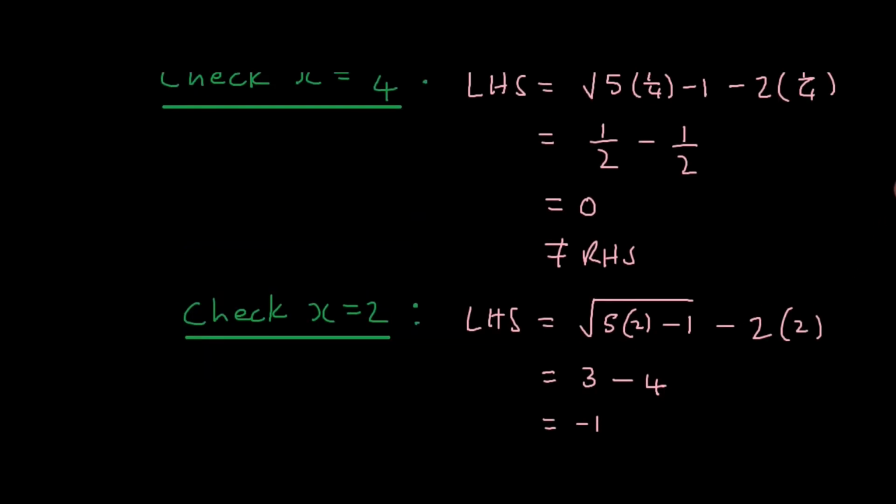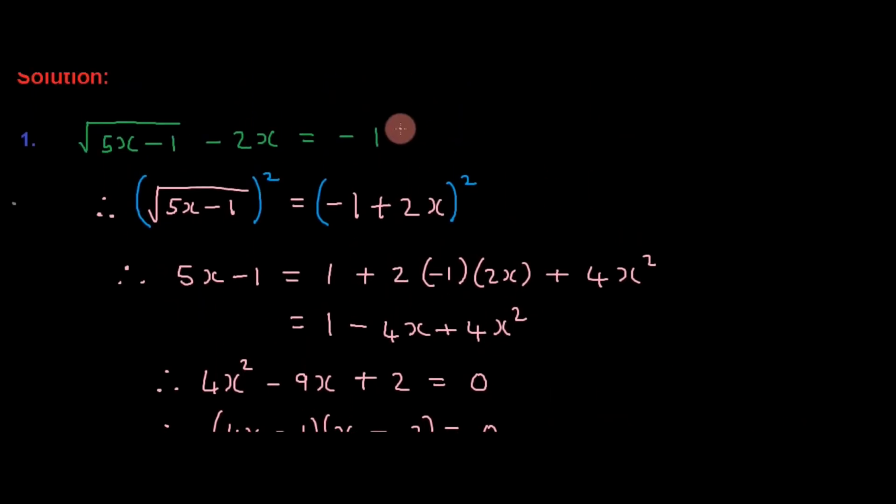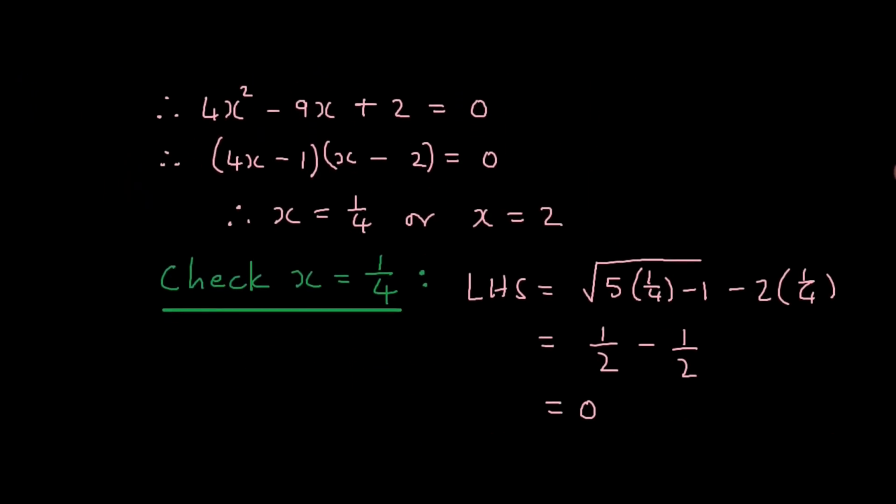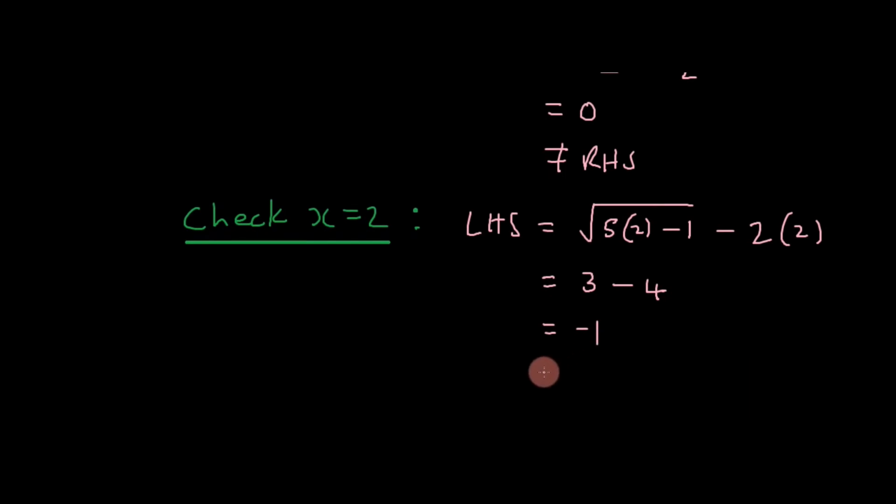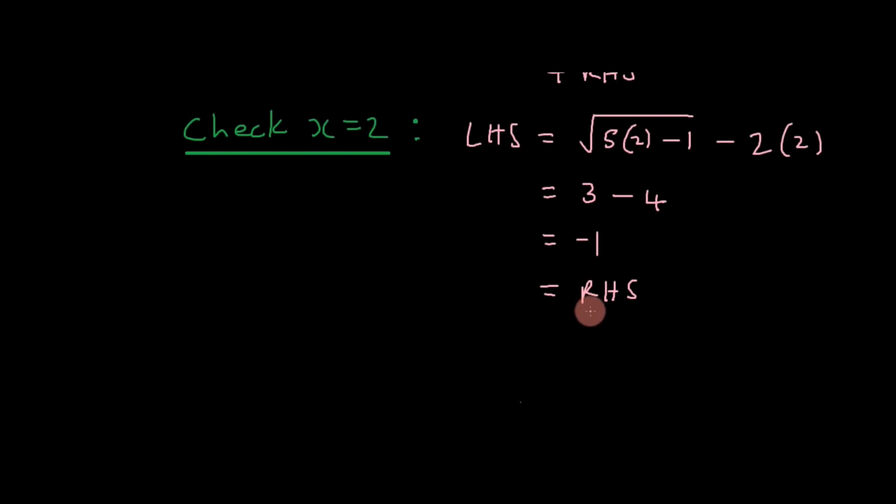Now, this is equal to the right-hand side of the original equation, so it equals the right-hand side, and hence the left-hand side equals the right-hand side, and we can conclude that x equals 2 only.